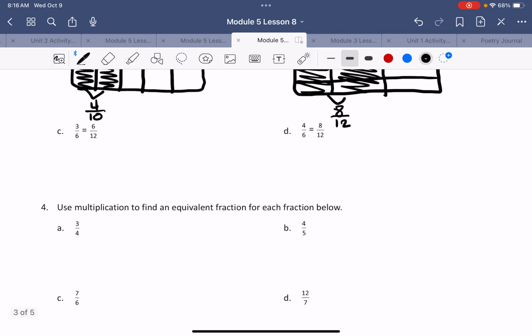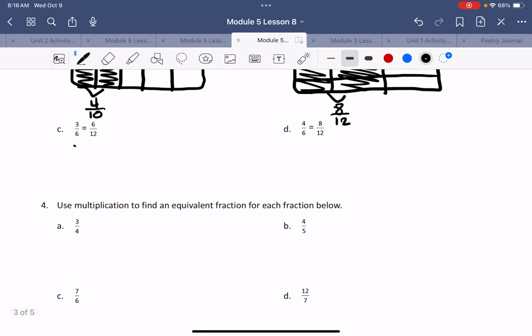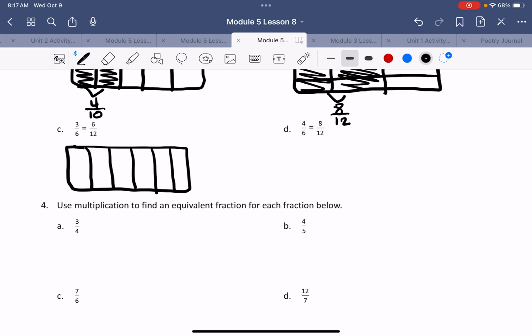Let's look at C. We're going to draw our box. Using our first fraction, we're going to break it into 6 parts. And shade 3 of those 6 parts. That shows 3/6. In order to get it to 12ths, we're going to have to break the box in half the other way. Now we have 6/12.